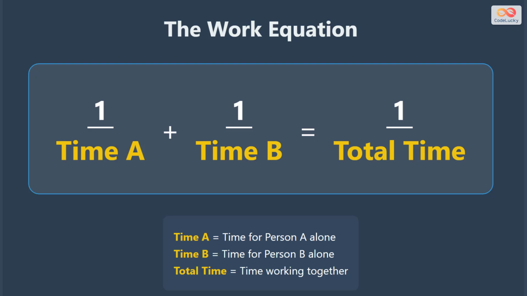This leads us to the universal work equation. 1 over the time of person A plus 1 over the time of person B equals 1 over the total time. This formula works because we are summing up their individual contributions to find the collective speed.